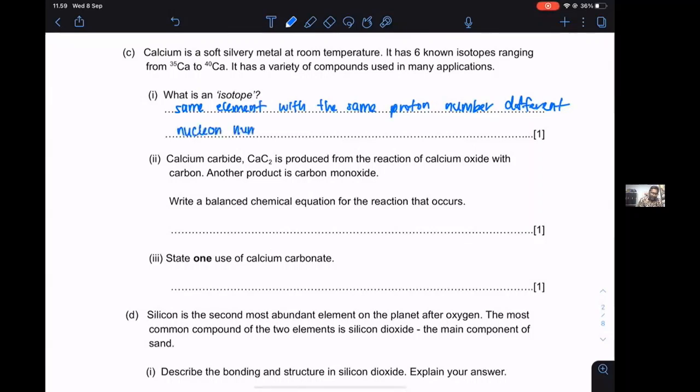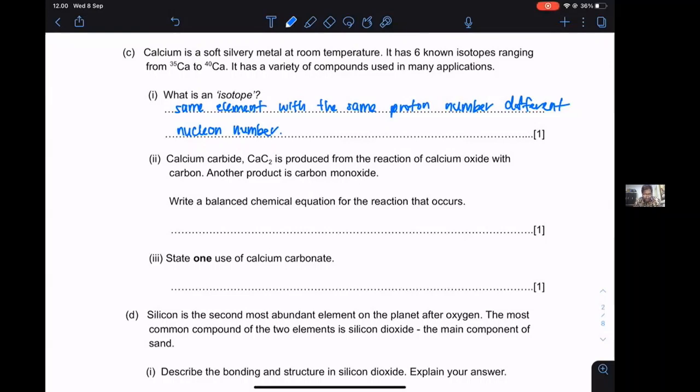It is acceptable if you write down that they have the same number of proton but different mass. So it's okay. But if you want to write in a proper way, then it's going to be having the same proton number but different nucleon number or different number of neutron. Yeah, then it's okay.